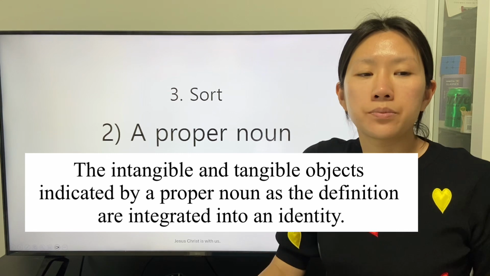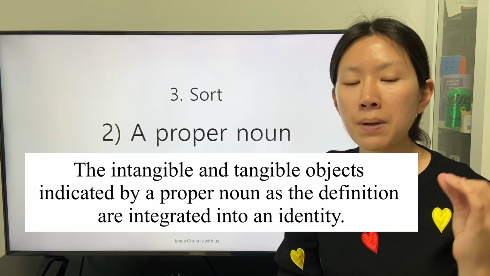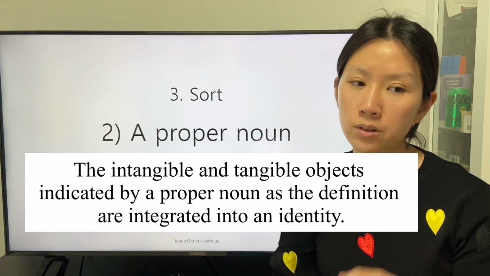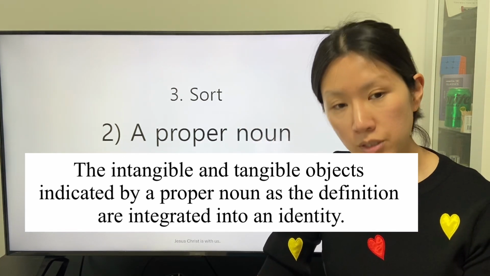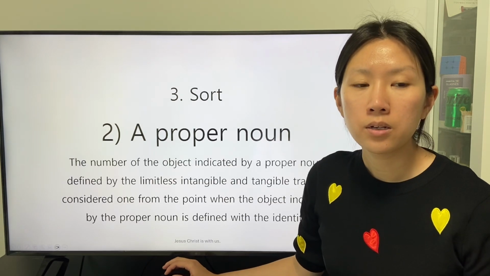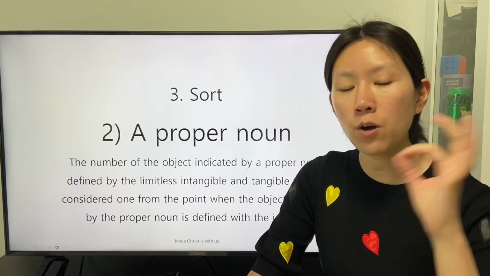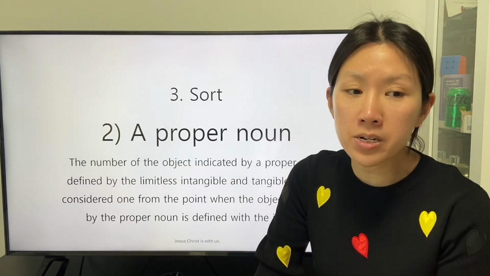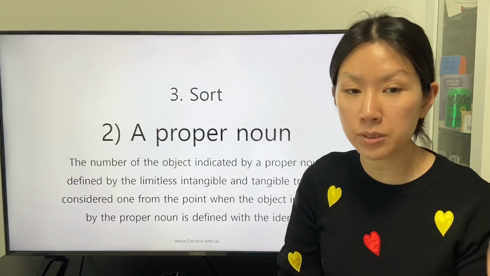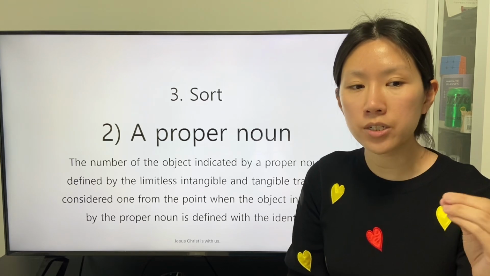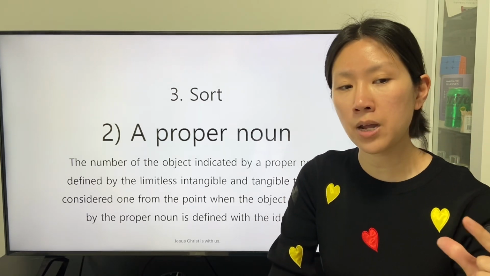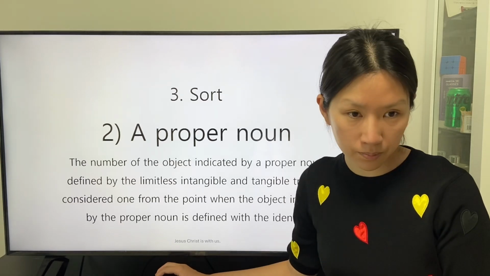The intangible and tangible objects indicated by a proper noun as the definition are integrated into an identity. The number of the object indicated by a proper noun defined by the limitless intangible and tangible traits is considered one from the point when the object indicated by the proper noun is defined with the identity.